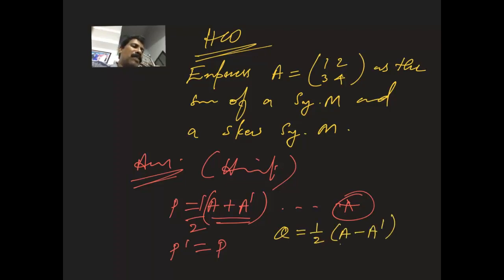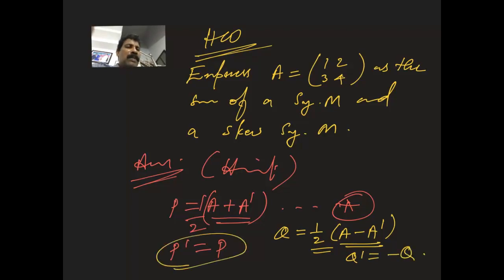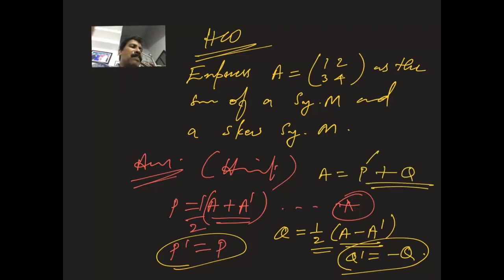So you have to simplify A minus A dash first of all, then take half of it, and you can show that here Q dash is equal to minus Q. So P dash is equal to P means P is a symmetric matrix, and Q dash is equal to minus Q means Q is a skew symmetric matrix. And you can express capital A is equal to P plus Q. That's the result, where P will be symmetric and Q will be skew symmetric. That's all.